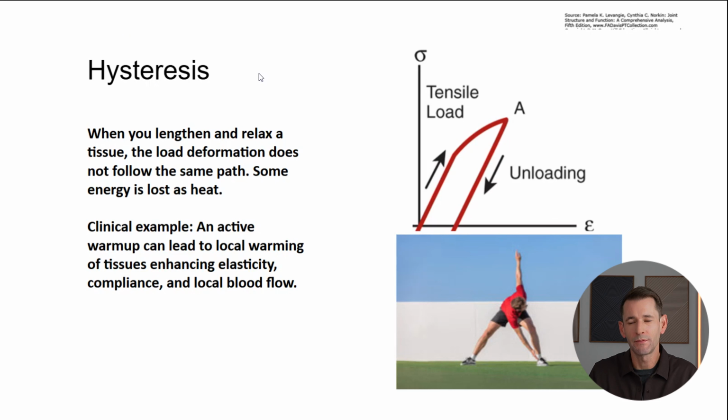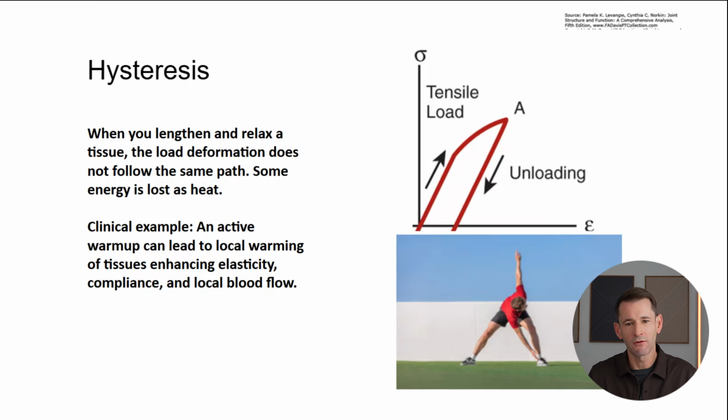Our next concept is hysteresis. What this means is when you lengthen and relax a tissue, the load deformation does not follow the same path. And the difference between those two paths is the heat being lost, or some of that energy being lost as heat. A good clinical example of this is an active warm-up where you're repeatedly lengthening and relaxing tissue.